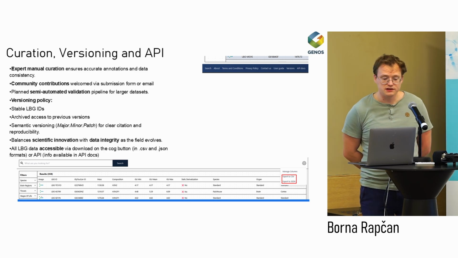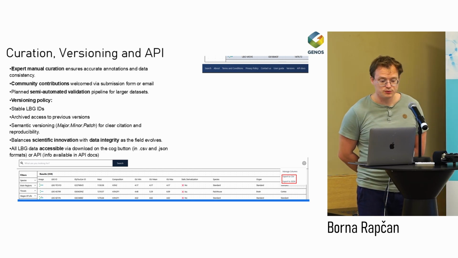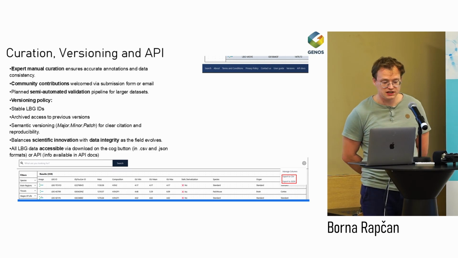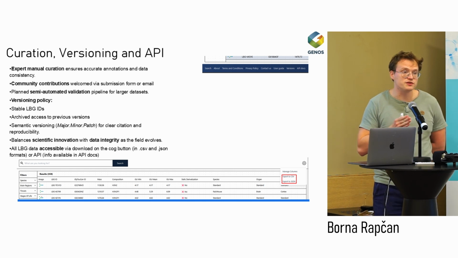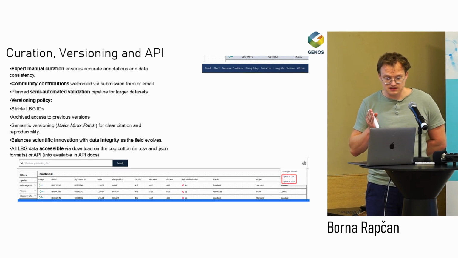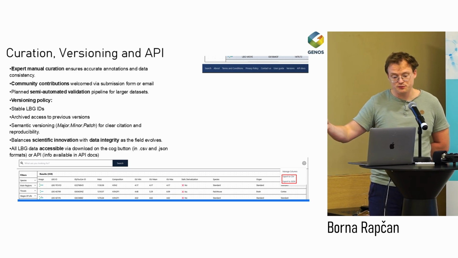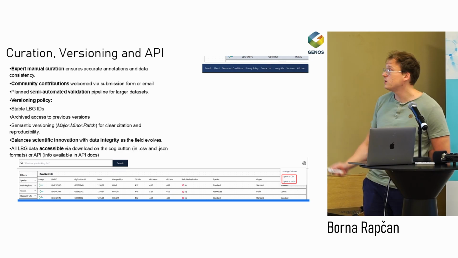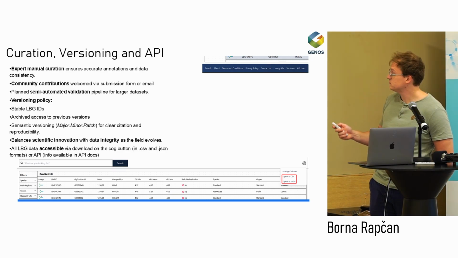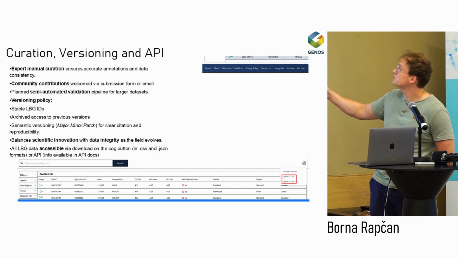And next, the final thing that we need to talk about when talking about the design of the database is the curation, versioning, and API. First thing is the curation. So as I said, at the moment the database is manually curated. This ensures accuracy and consistency of the data. Also, we would like to preface that community contributions are welcomed and you can access them via Contact Us in the footer.